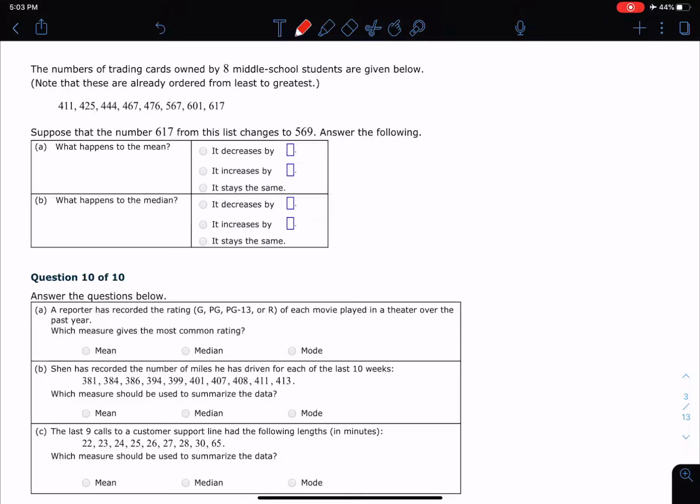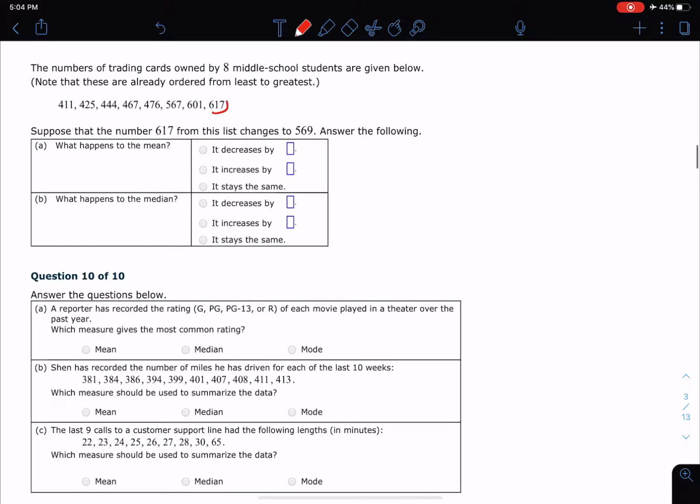This one's saying the numbers of trading cards owned by 8 middle school students are given below. Notice that these are already in order from least to greatest, and that's nice of them. So it says, suppose that the number 617 from the list changes to 569.